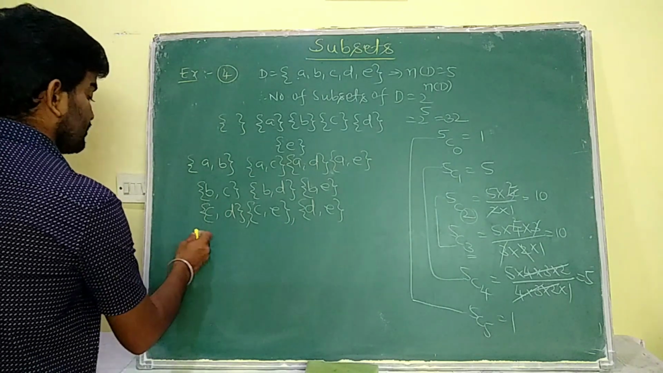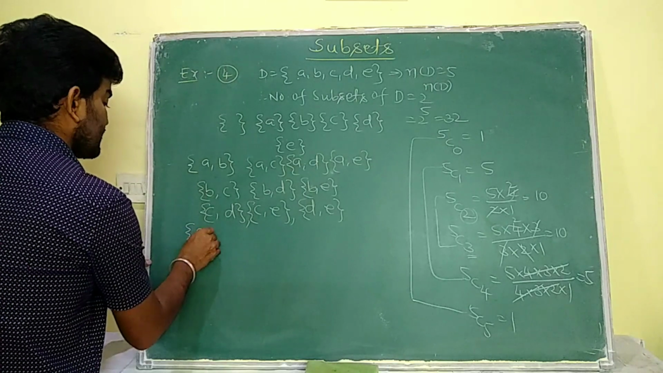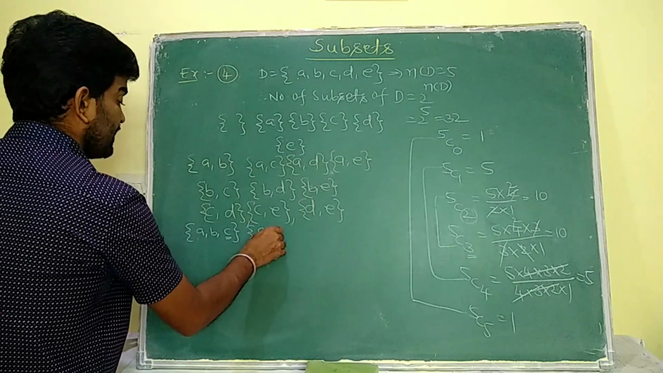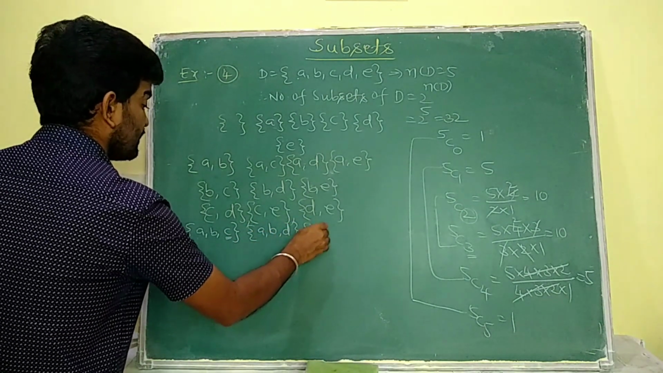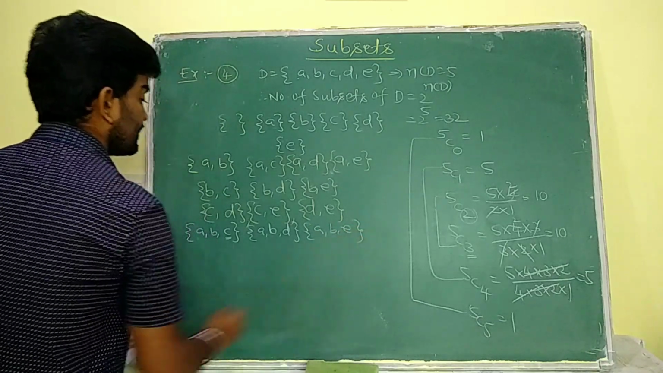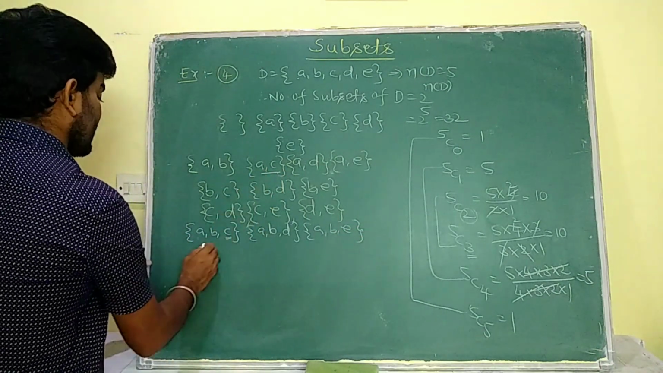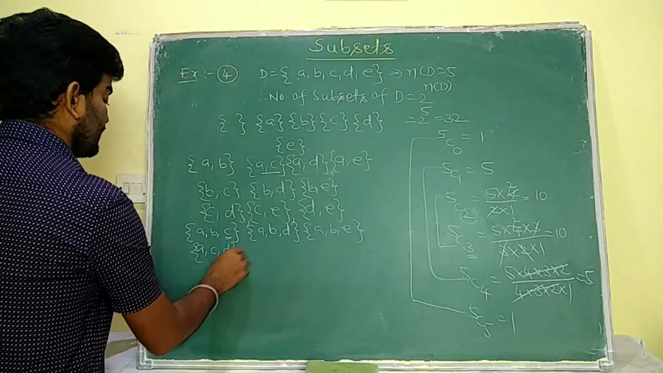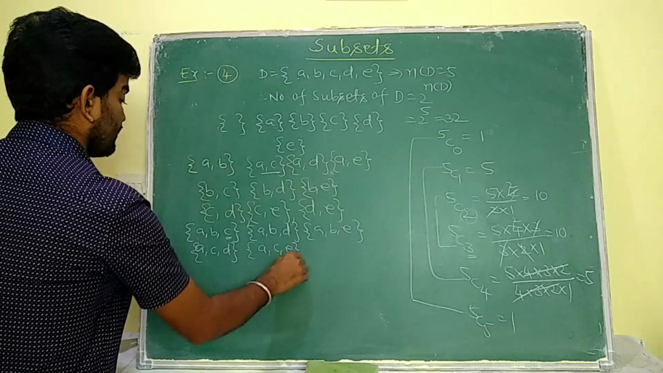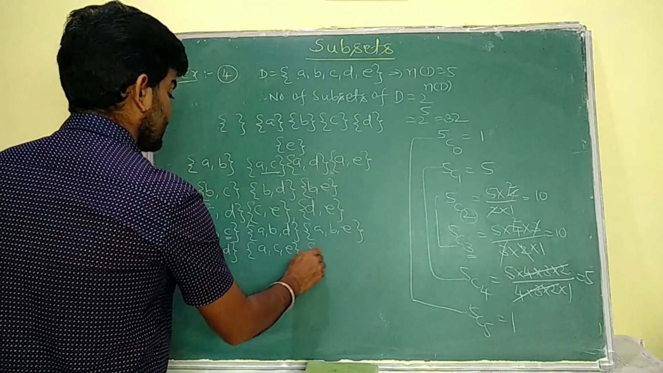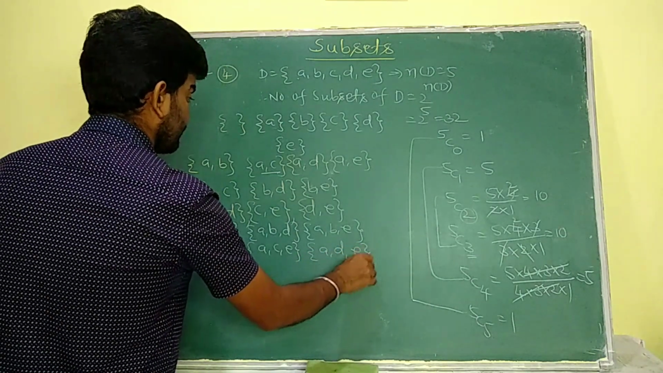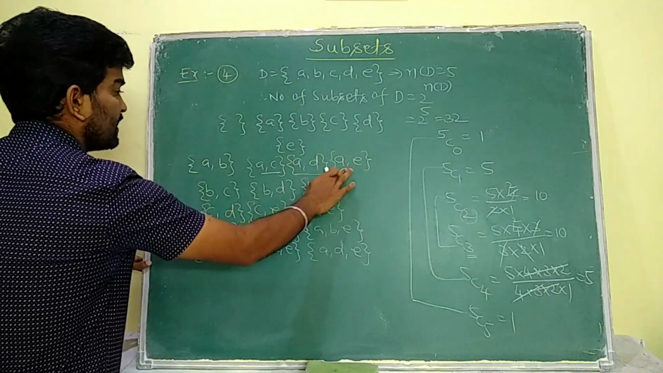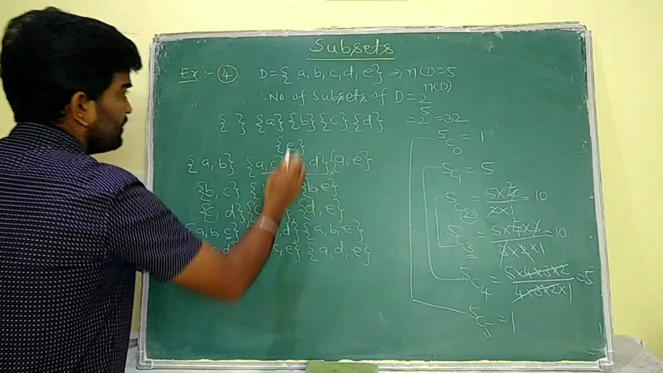Now 3 elemented subsets we have to write. For that fix A and B as the first 2 elements. Then C is the combination as third element. A, B, D. A, B, E. With A, B the combinations are finished. Now fix AC as the second pair. A, C, D. A, C, E. With AC also combinations finished. Next with AD: A, D, E. There is no other combination with AD. With AE also there is no combination. Why? Because after E there is no letter to write.